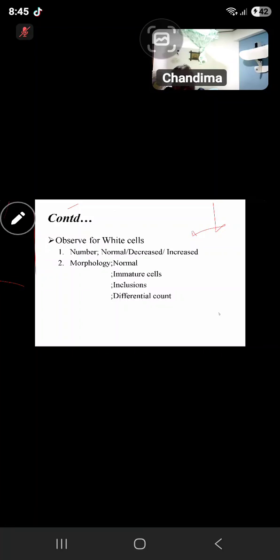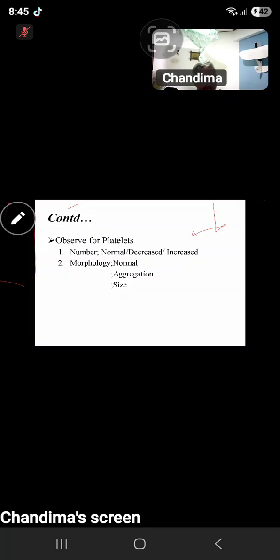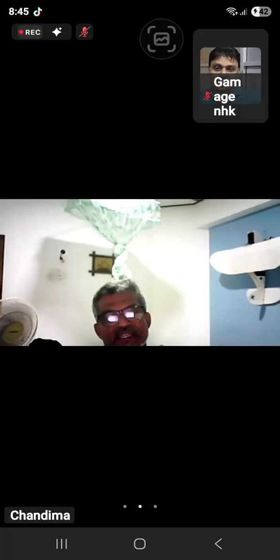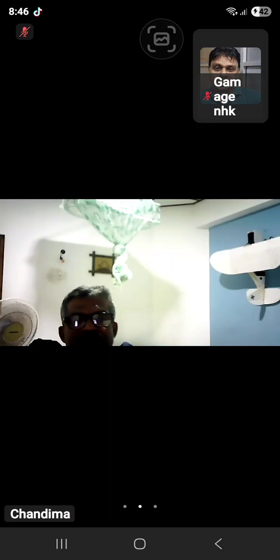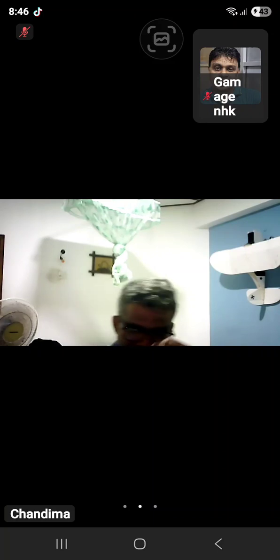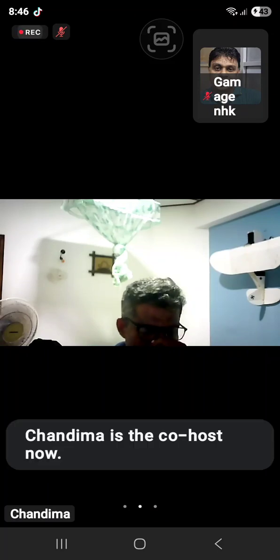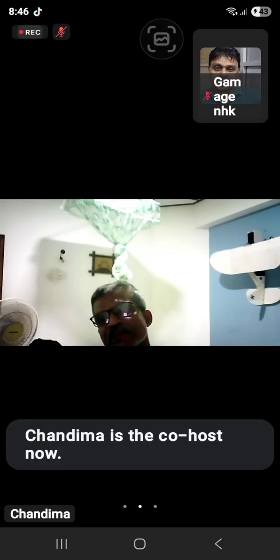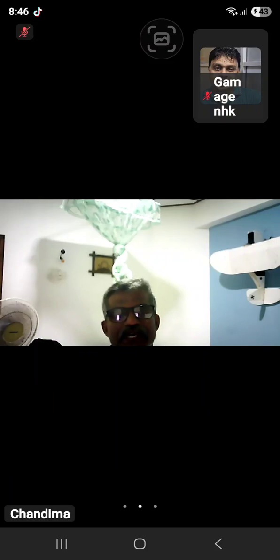Whether cells are hypersegmented, right? When it comes to platelets, as with the WBC, see the number, whether it is normal, decreased, or increased, and see whether the platelet morphology is normal, and see the size of the platelets. And see platelet aggregation, as in the previous question, whether the platelets aggregate or not.